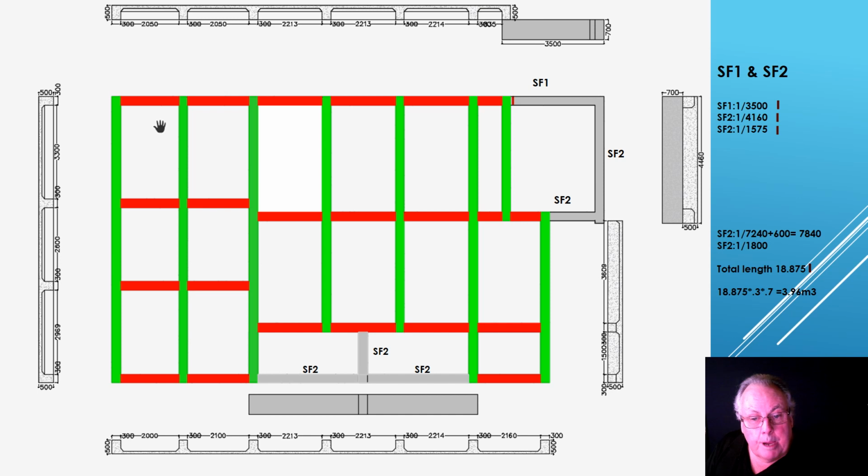The same deal happens with this. You can see the beam sits underneath the strip footing. And this little fellow here does the same thing. It goes from here, but it finishes at this point. So it's 1800, and times by 0.3 by 0.7, and we get 3.96 cubic meters of concrete.